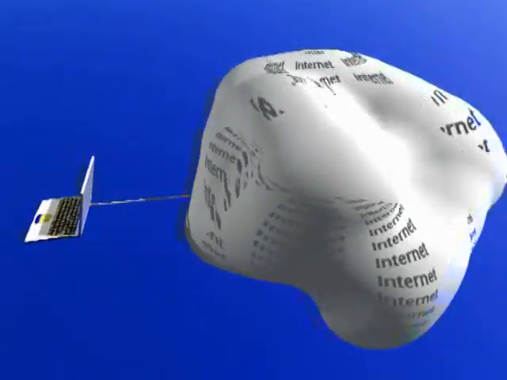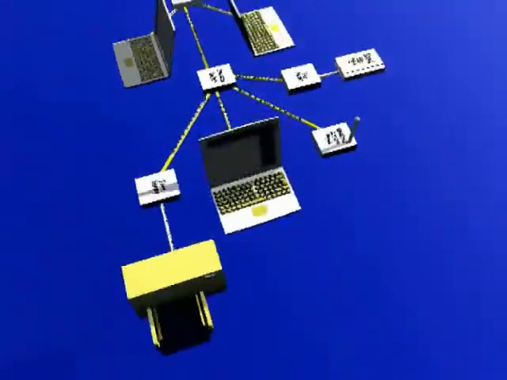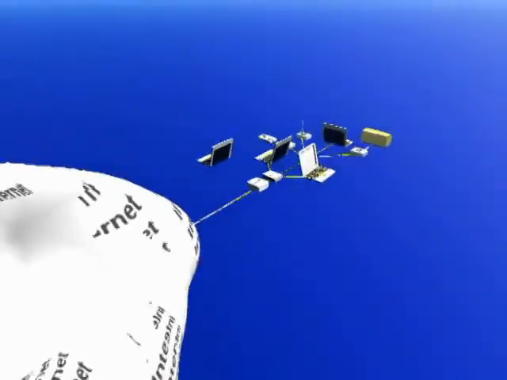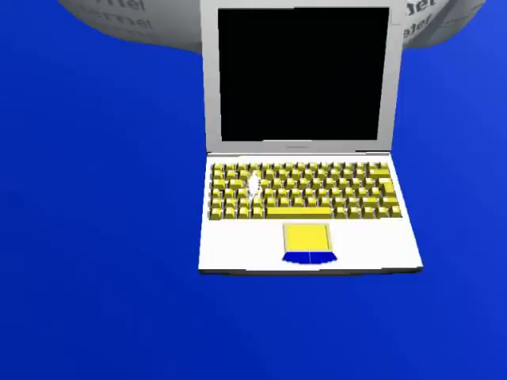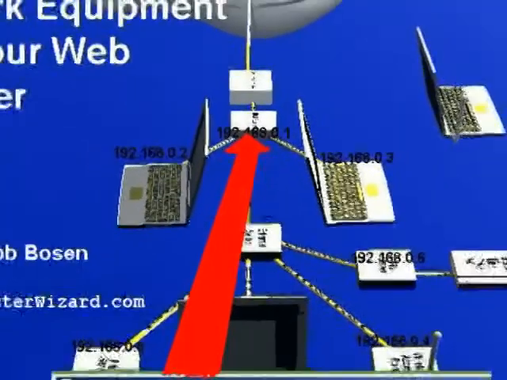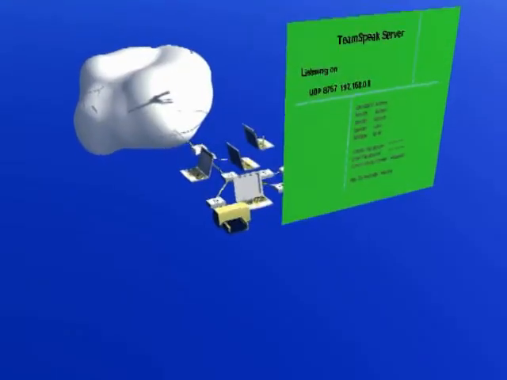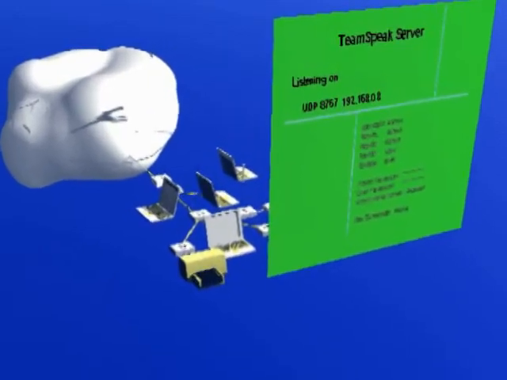The mechanisms that your router uses for intercepting, translating, and relaying server messages are generally not as automated as the mechanism for handling client messages. You will probably need to use your favorite web browser, as described in our movie entitled Managing Your Network Equipment with Your Web Browser, to send port forwarding configuration commands to your router for every server process that you want to host on any of your local computers.